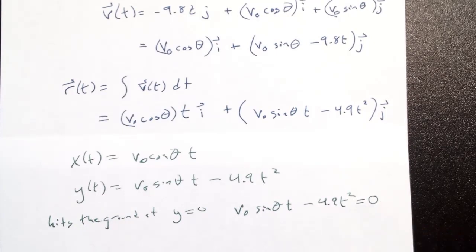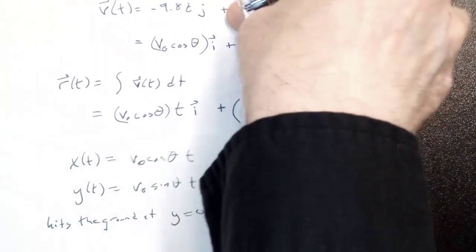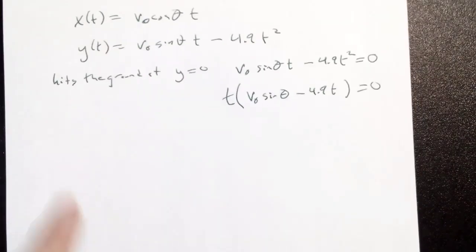That's a quadratic equation. It's going to hit the ground twice. But if you look carefully, you'll notice that one of the roots of that equation is 0, because I can factor out a t. So my object is on the ground at time 0, and it's also on the ground when this other thing is 0.